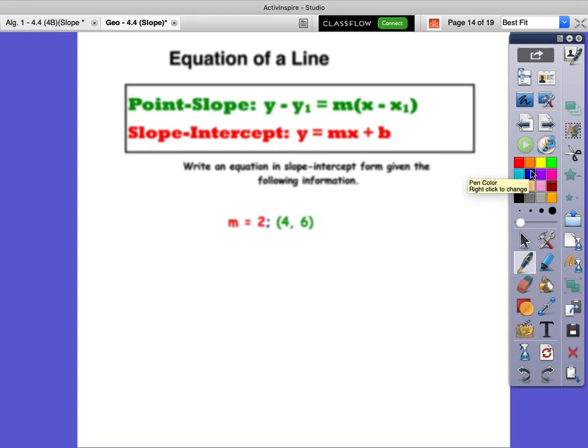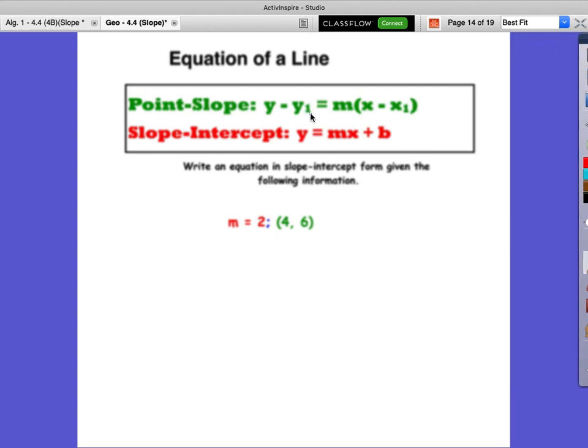So we're gonna write an equation in slope-intercept form from the given information. So we have the slope, and what else were we given? A point. So which one are we gonna use? Point slope. Okay, I want you guys to try and put it in point slope and solve for y, aka put it in slope-intercept. So use point slope to get it to slope-intercept.